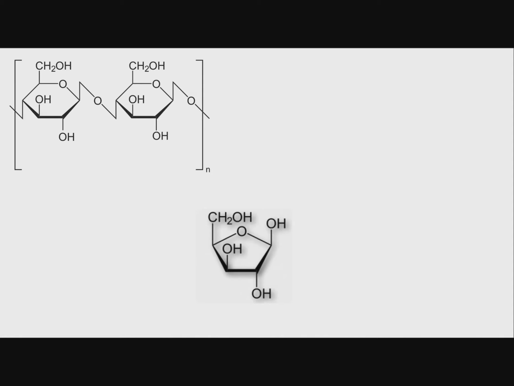Let's talk a little bit about structural polysaccharides. The one I'm showing you here is actually cellulose. It's got a beta linkage. So this is a 1,4 linkage, and it's beta because the OH is up.